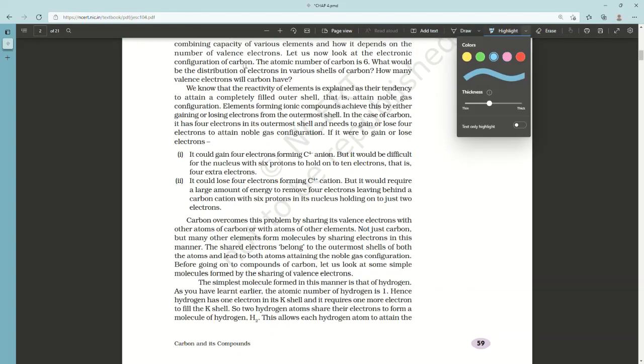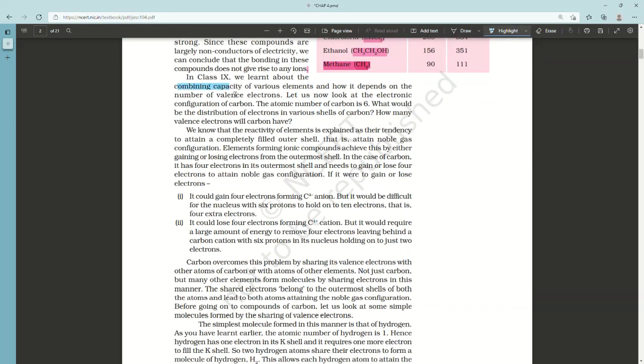of valence electrons. Let us now look at the electronic configuration of carbon. The atomic number of carbon is 6. What would be the distribution of electrons in various shells of carbon? How many valence electrons will carbon have? We know that the reactivity of elements is explained as their tendency to attain a completely filled outer shell, that is, attain noble gas configuration.